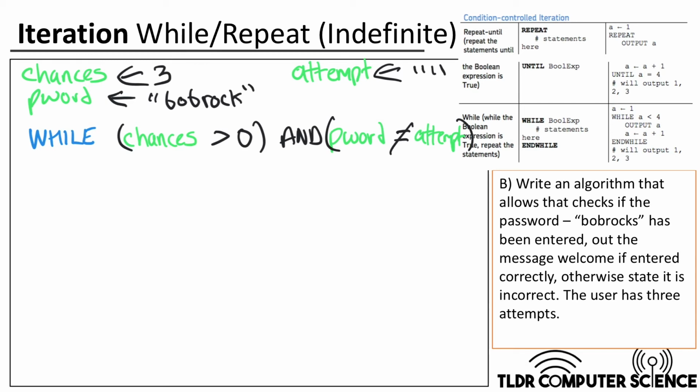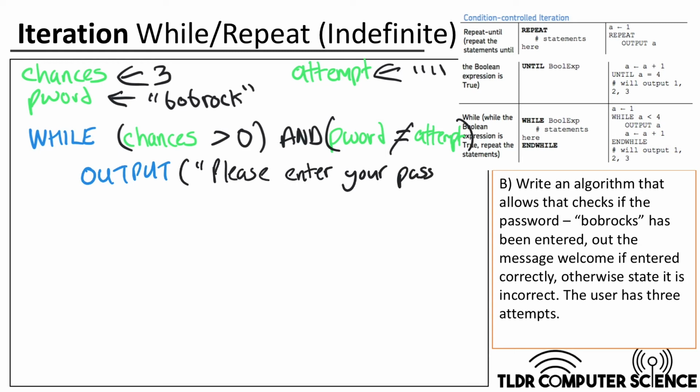So what do we need to do? Well, we need to ask the question. We need to ask the user to input their password. So we'd have to do output, and then we'd have to say, what's the question? We'd say, please enter your password, and we want the user to be able to store this.